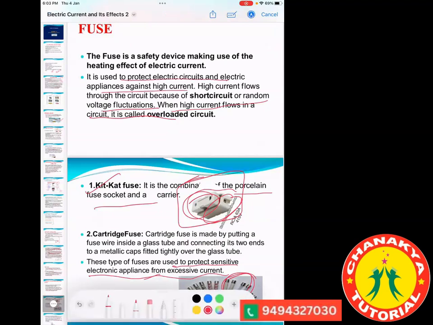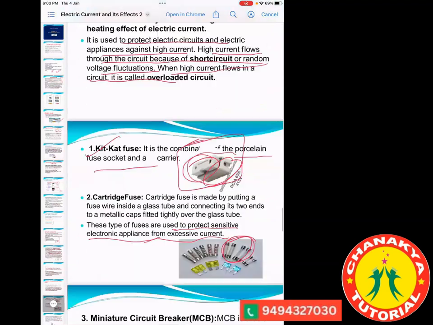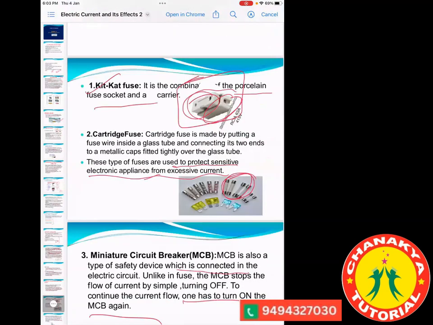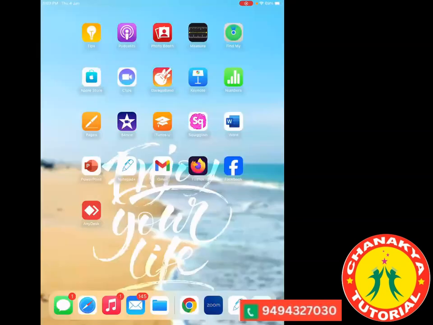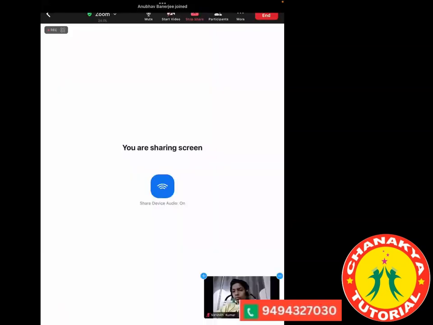Sometimes if high current has been passed, they will be controlling it. They will automatically work, and they will be removing all the high current. So high current flows through the circuit because of short circuit or random voltage fluctuation. So when high current flows in a circuit, it is called an overloaded circuit. And to avoid this, we should use this fuse. So these fuses are very, very helpful if you want to avoid the short circuit. Different types of the fuse are there.